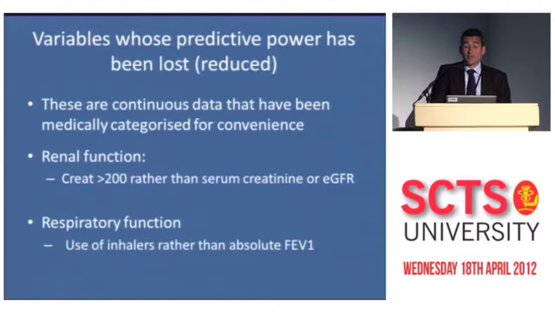Then we also have variables in whom the predictive power has been lost. So we have things like continuous data that's been medically categorized for convenience. So things like renal function, so rather than have linear glomerular filtration rates, we have arbitrary definitions of chronic kidney disease or of creatinine.